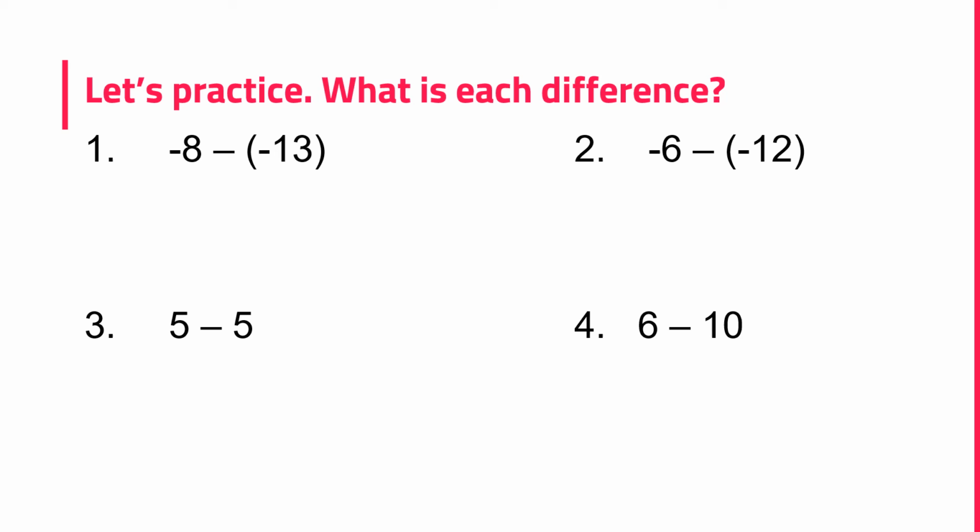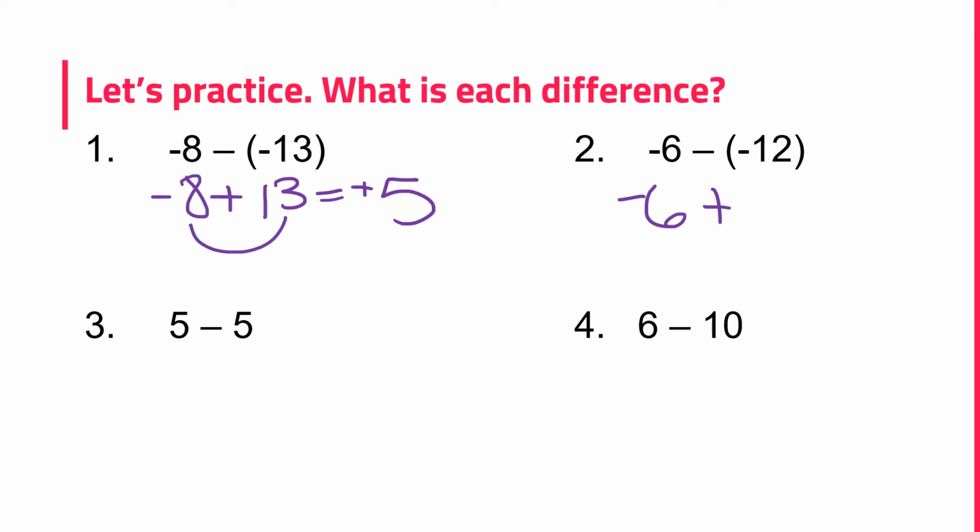Let's take a look at a few more. Some subtraction here. I'm going to try the keep, change, change. If you want to try something else, go for it. Keep the first number, change the sign of the second number. Now it's an addition problem. The difference between 8 and 13 is 5, and the larger number is positive. Example 2, keep the first one, change the symbol, change the sign. The difference between 6 and 12 is 6, and the larger number's positive.